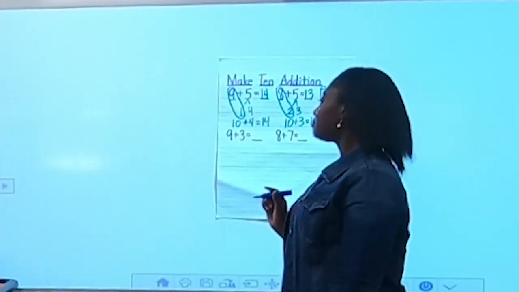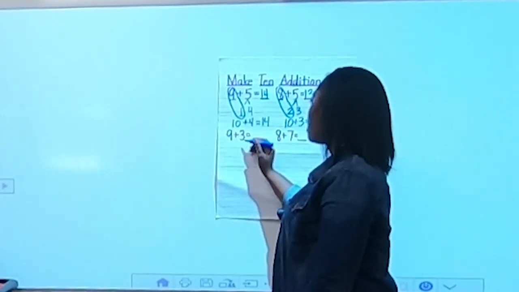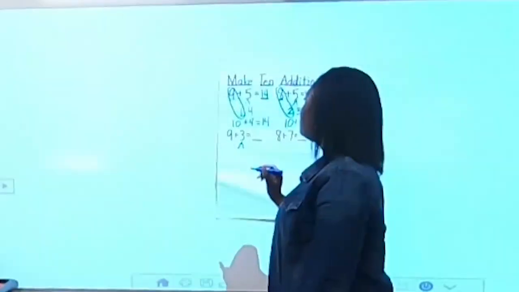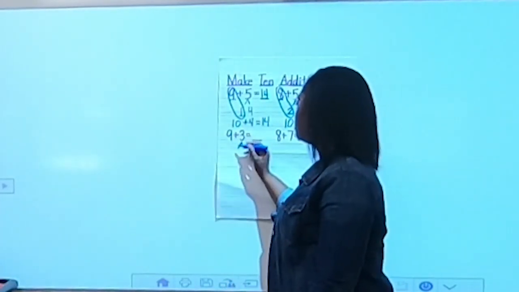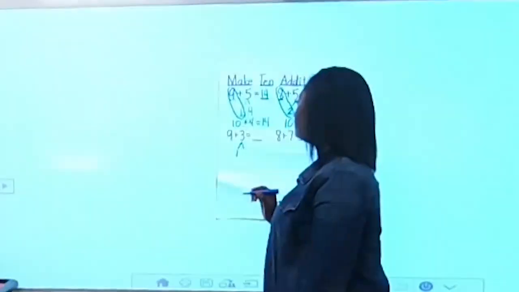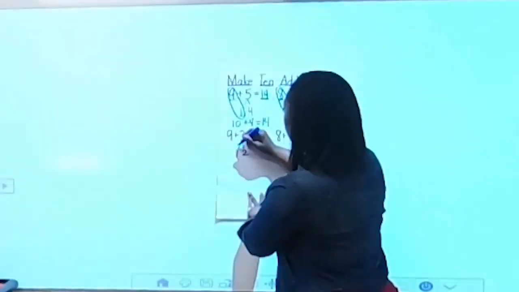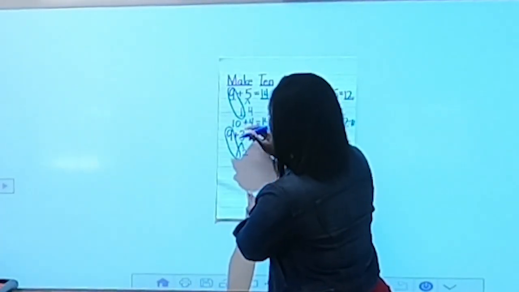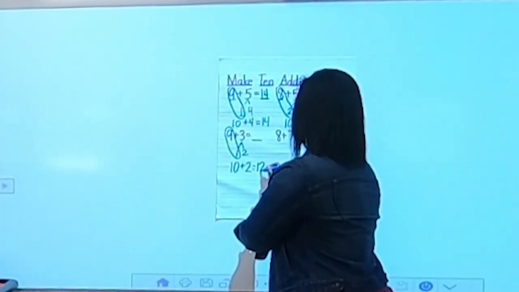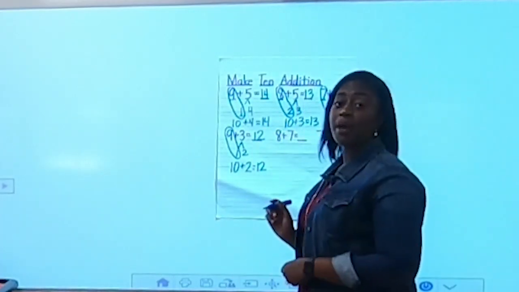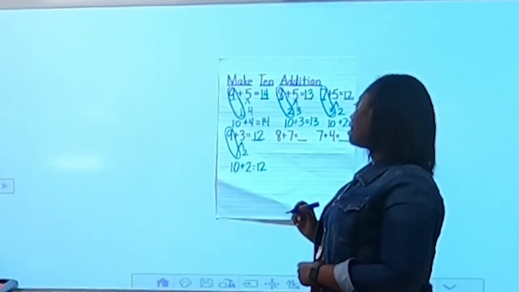9 plus 3. We're going to break apart our smaller number, which is, that's right, 3. Then we're going to find what can make a 10. 9 and 1. Very good. 1 and 2 makes 3. We're going to circle 9 and 1 because that's our 10. Plus 2 is 12. Therefore, 9 plus 3 is also 12. 2 more, you're almost there.